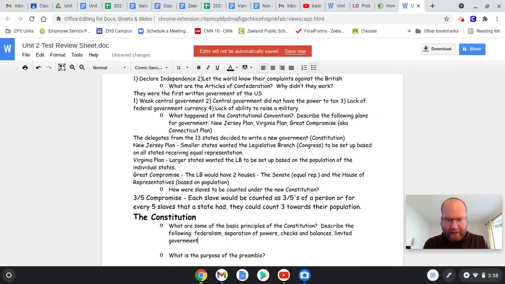All right, let's move down to the Constitution then. What are some of the basic principles of the Constitution? Describe the following. So let's start with federalism. That is where there are different layers of government. Remember, we've got the federal government, we've got state or regional, and we've also got local. So that'd be like cities or counties.